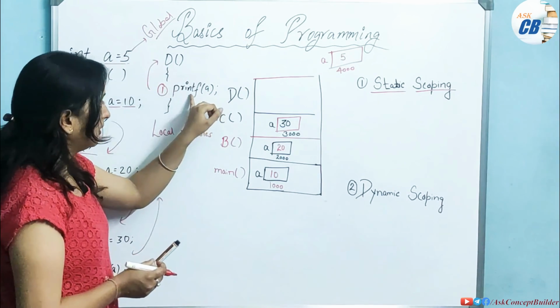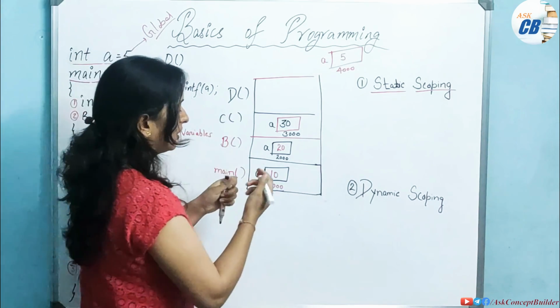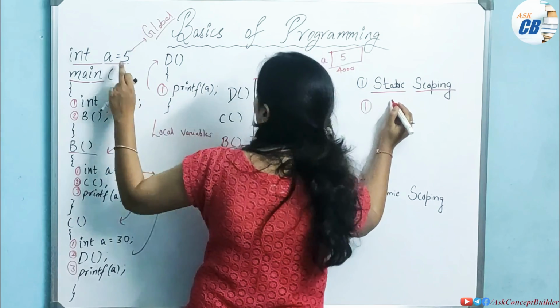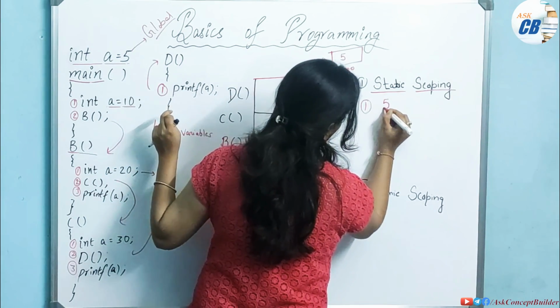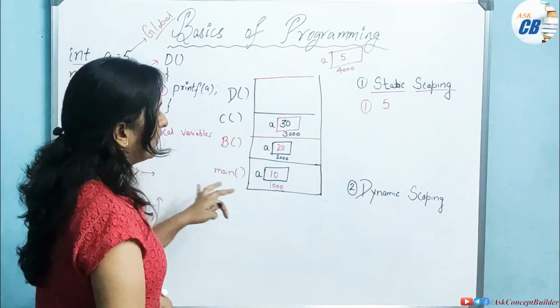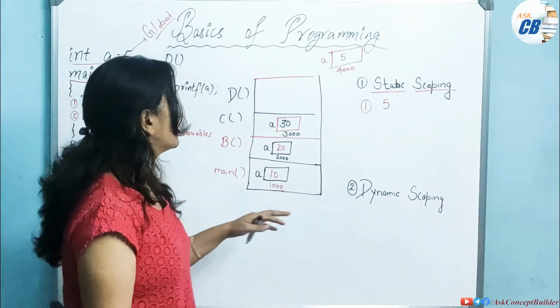Fine, now see here printf a. Now what value will be printed here? What is the value of this a? 5. So first of all, this 5 will be printed here. And what happens in dynamic scoping? That we will see later.